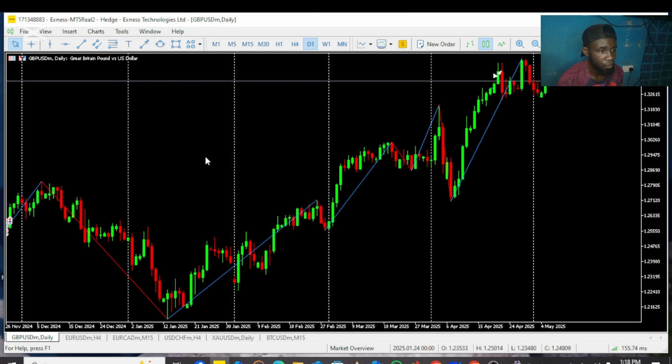Okay, first of all, as a trader, before you come to the market or you execute a trade, you should first check the fundamental news. That is the first thing you're supposed to check before executing any trade. Without checking the fundamental news, it can destroy your account. It can run your account down.